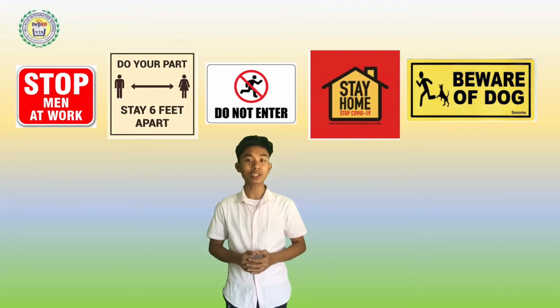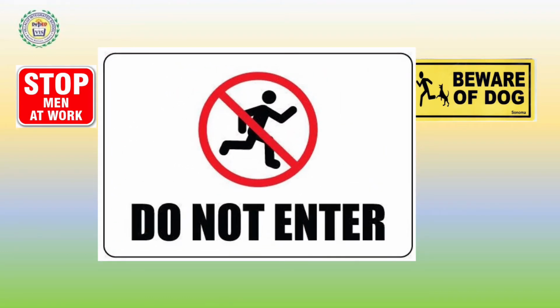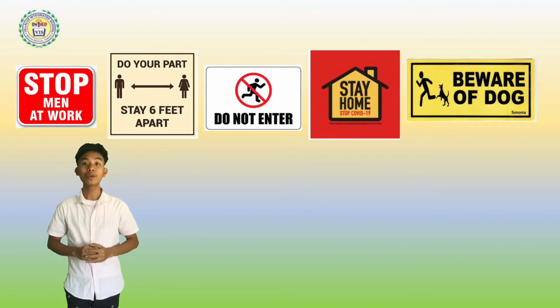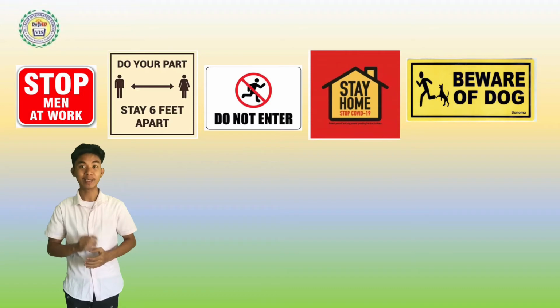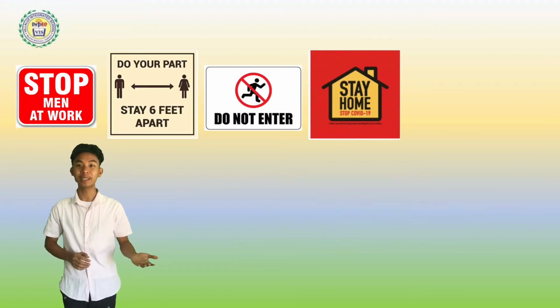Can you tell me which signage is in a negative form? If your answer is do not enter, you are correct. The word not signifies that it is in negative form. What do you think these sentences are called? Exactly. They are called imperative sentences.